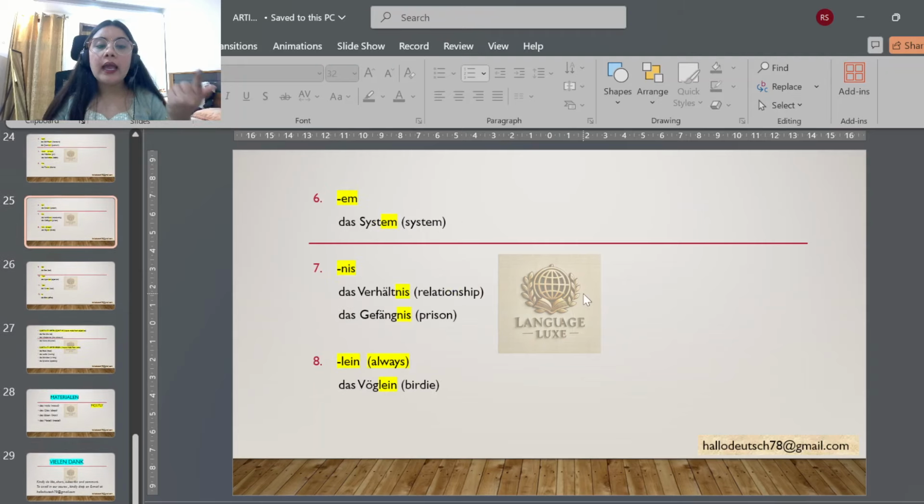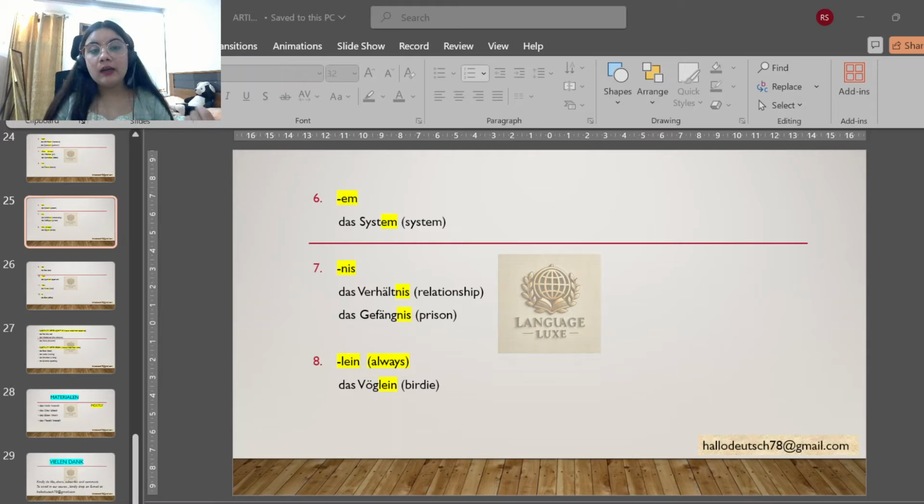Then comes M. M, das System, that is system. AM is coming in the end, which is why it will be Neutrum in nature. Then comes Nis, N-I-S. Das Verhältnis. Because of Nis, it will be das. And das Verhältnis means relationship. Then comes das Gefängnis, that means prison. Because of this Nis suffix, it will be das.